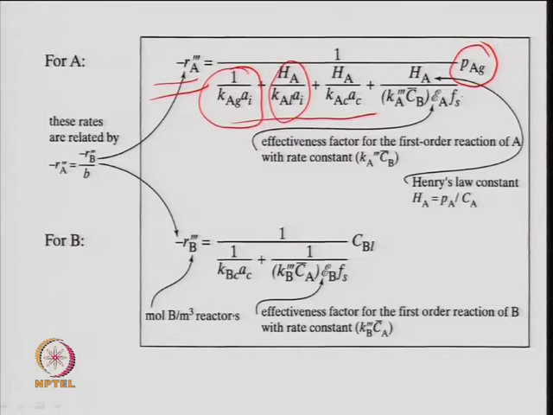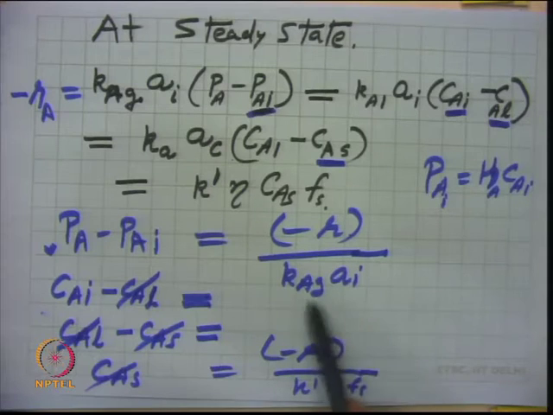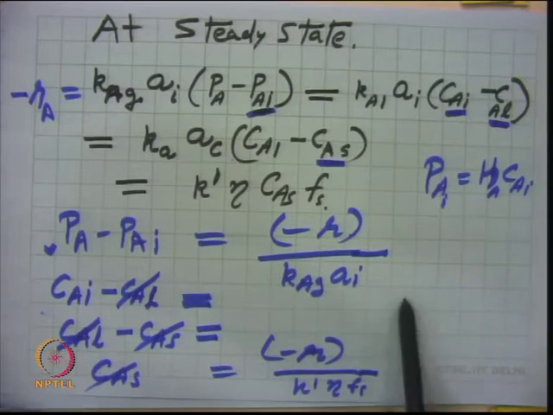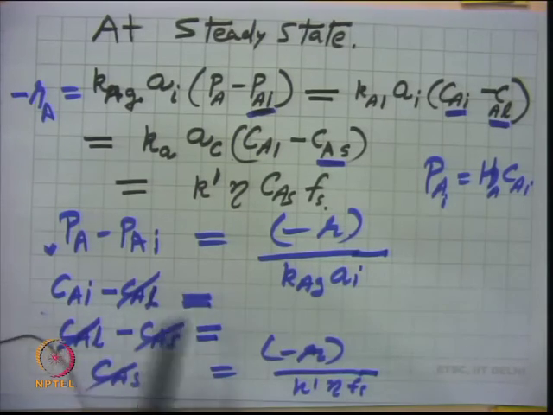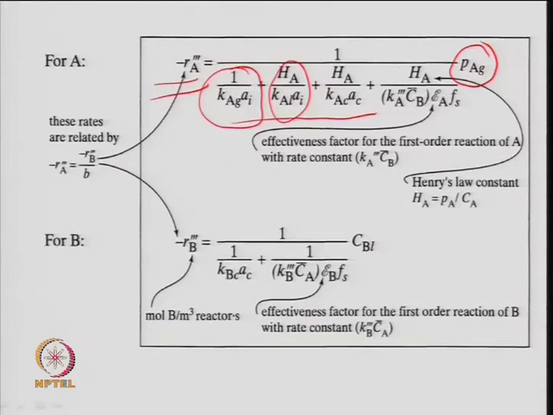So, what do you see from this? If you add all these, you have this expression which is your minus R times 1 upon K A G A I, here it is again 1 upon K A L A I times the Henry law. So, which has gone to the numerator side, right. So, you can very easily write this expression, and then you have the expression for the overall rate.